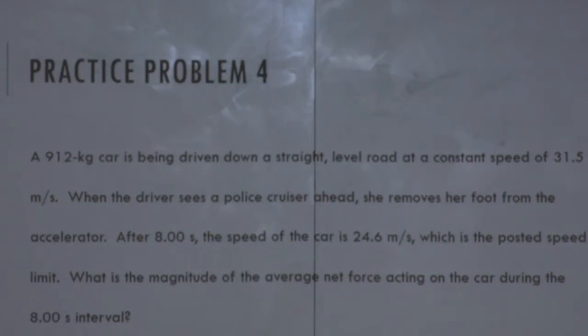More practice problems. So here we have a 912 kilogram car being driven down a straight level road at a constant speed of 31.5 meters per second. When a driver sees a police cruiser ahead, she removes her foot from the accelerator. After 8 seconds, the speed of the car is 24.6 meters per second, which is the posted speed limit. What is the magnitude of the average net force acting on the car during this 8-second interval?